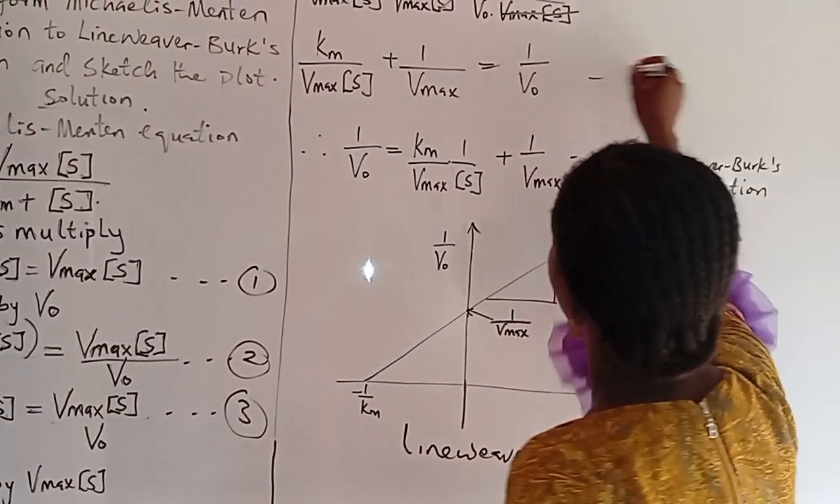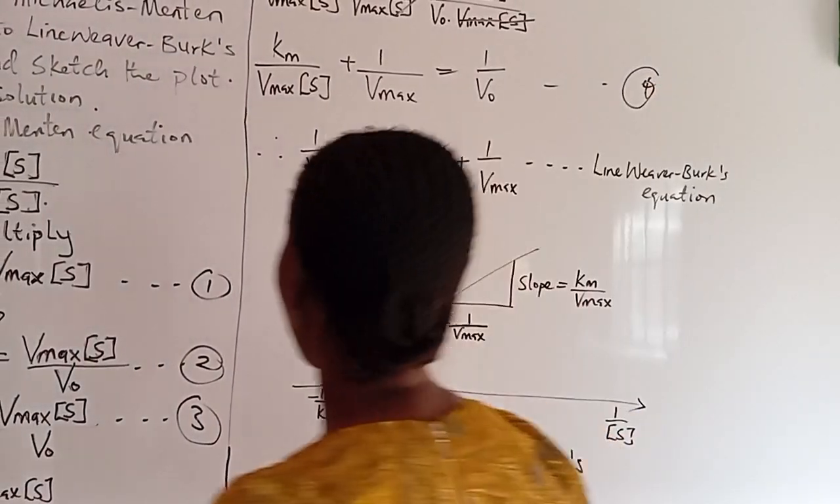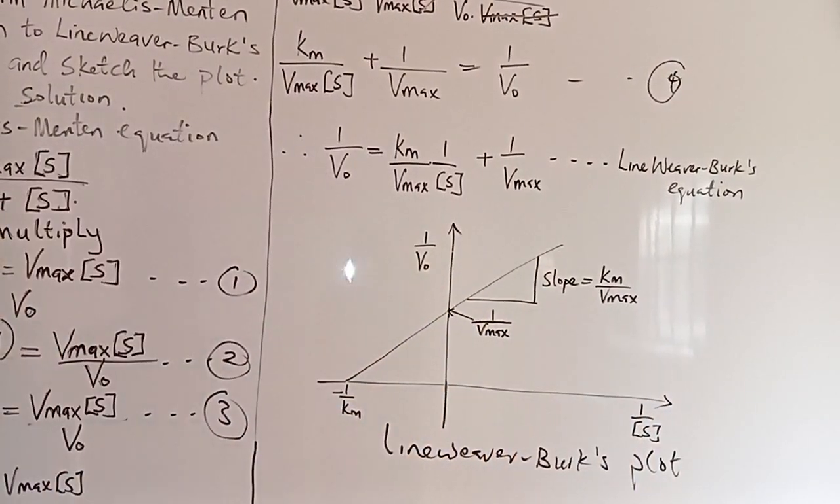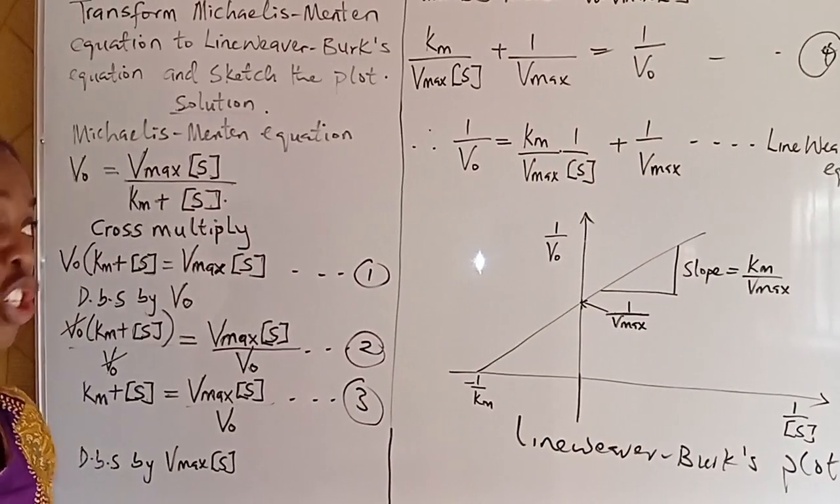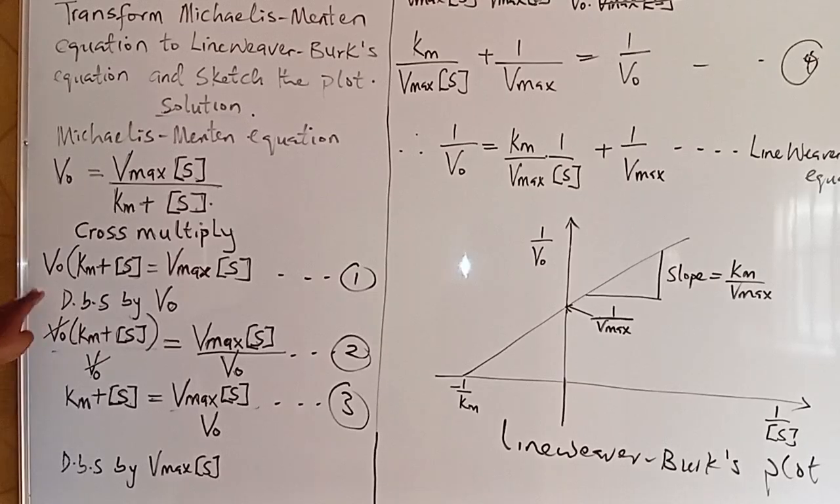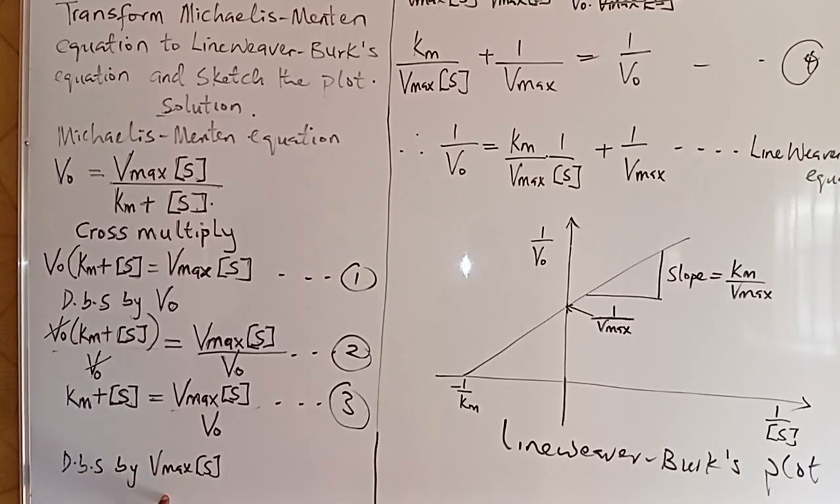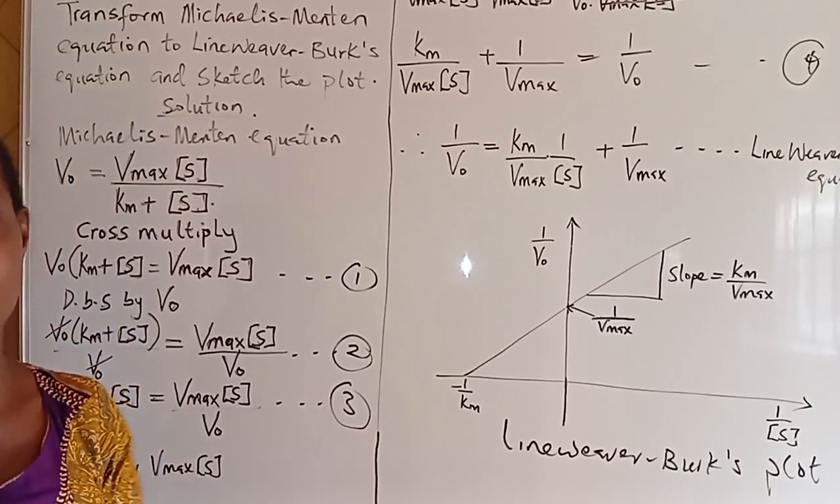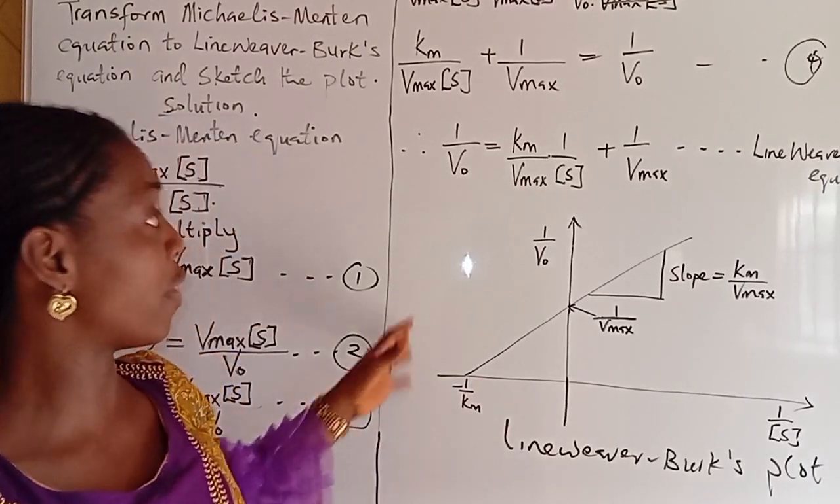So we can see how in just 4 steps, we have our Lineweaver-Burk plot from our Michaelis-Menten equation. Very simple. You cross multiply first, second you divide both sides by initial velocity, and lastly you divide both sides by Vmax times substrate concentration. I hope we were able to simplify this for you.